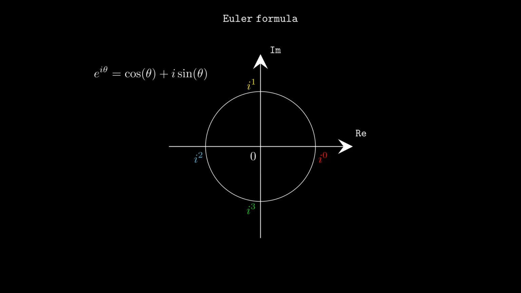It's well known that Euler's formula maps any real number theta representing radians to a point on the unit circle on the complex plane with the horizontal coordinate cosine theta and the vertical coordinate sine theta. In the formula, e is the Euler number, which is the base of the natural logarithm, i is the imaginary unit, and sine theta and cosine theta are the trigonometric functions of sine and cosine. This formula looks strange at first glance.